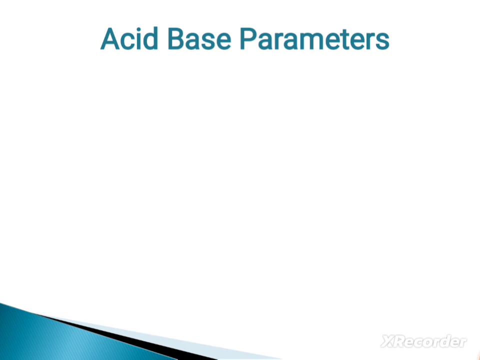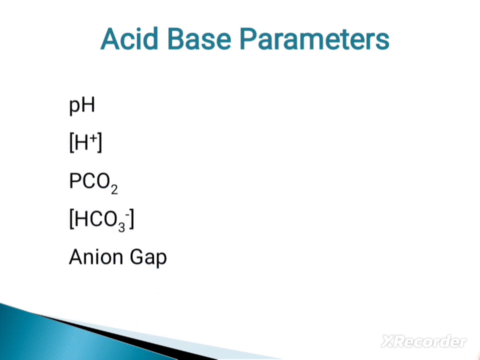There are many acid-base parameters, but the basics are only 4 to 5. The most important and number one parameter is pH. By looking at the pH, you'll have to find out if it is acidosis or alkalosis. pH less than 7.35, definitely acidosis. pH more than 7.45, definitely alkalosis. The alternate of pH is hydrogen ion concentration. More hydrogen ion concentration means acidosis, less means alkalosis.